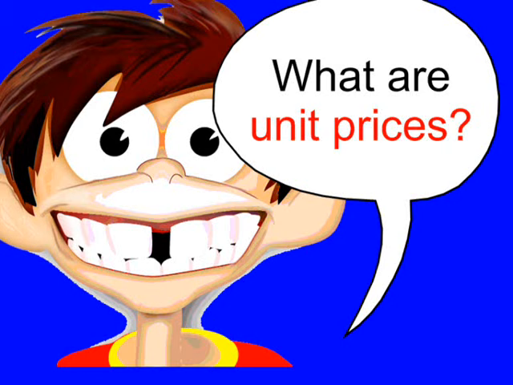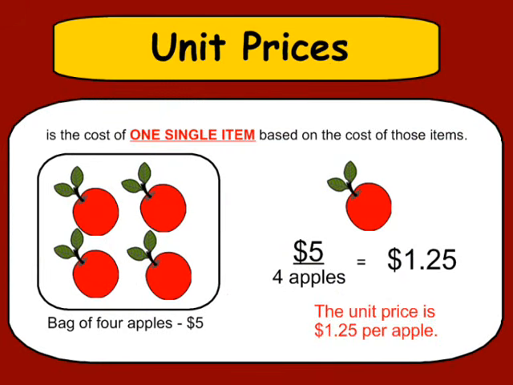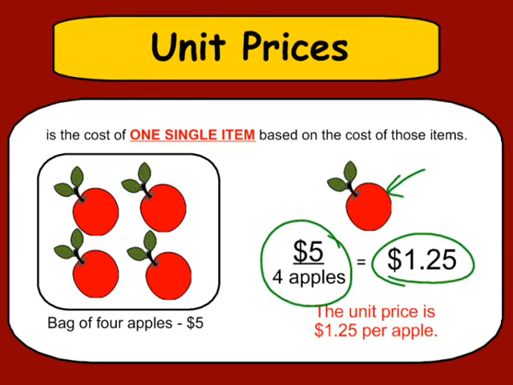So what are unit prices then? We know what unit rates are. What are unit prices? Well, if you went to the store and you saw that a bag of apples was $5, the unit price would be the price for 1 apple. So if you can get 4 apples for $5, if we divide $5 by 4, the unit price for 1 apple would be $1.25. So unit prices are the price for 1 item.